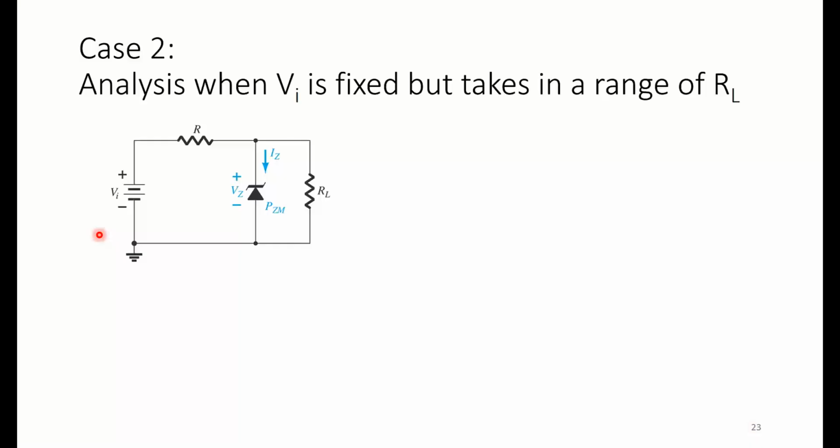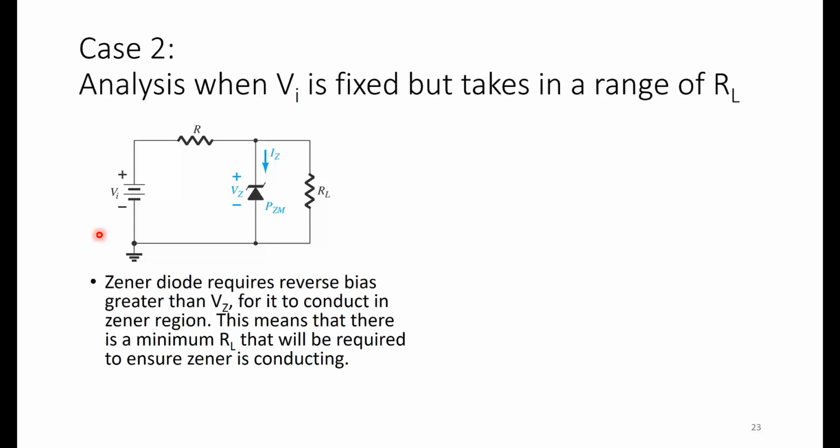So, analysis when Vin is fixed but takes in a range of RL. What is RL min and what is RL max? Basically, this question is that. The Zener diode requires reverse bias greater than Vz for it to conduct in the Zener region. This means that there is a minimum RL that is required to ensure the Zener is conducting. So it has to be this Vz here. You need to have a minimum RL that will be required to ensure that the Zener is conducting.